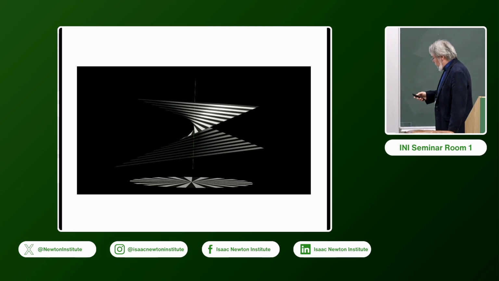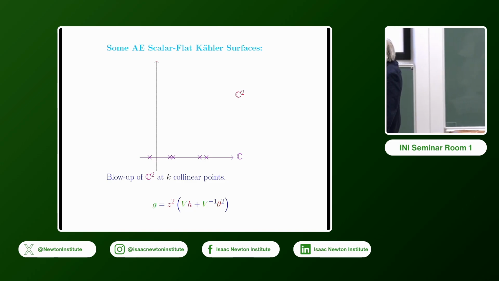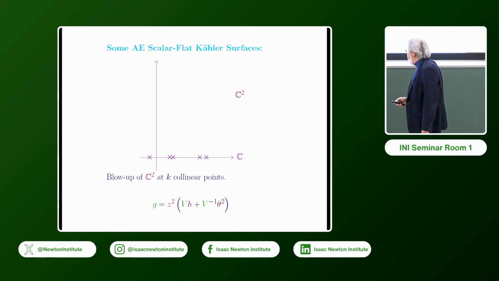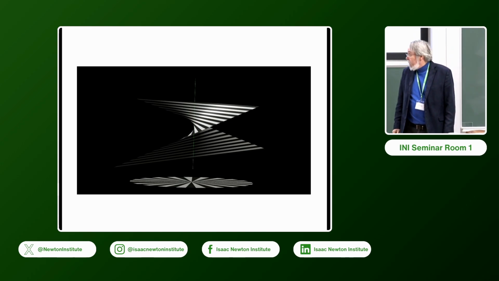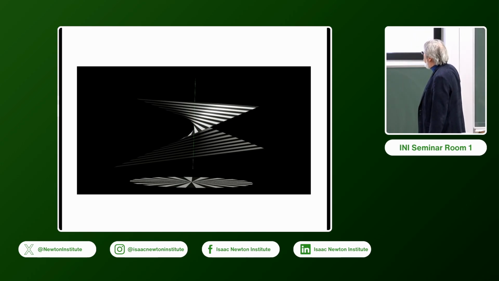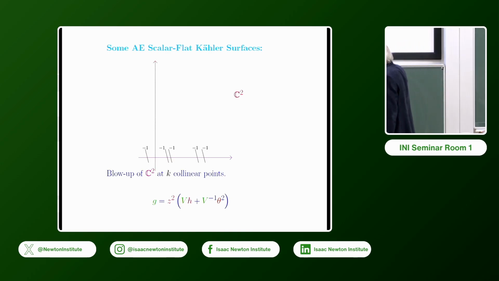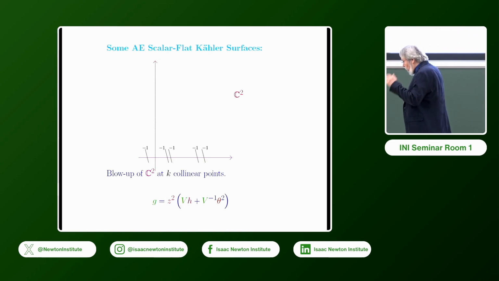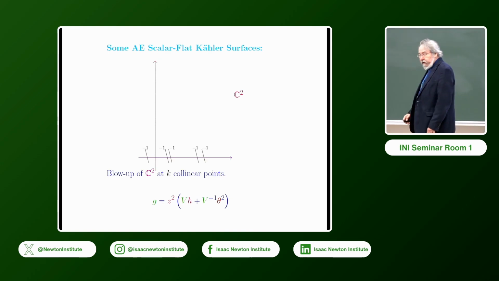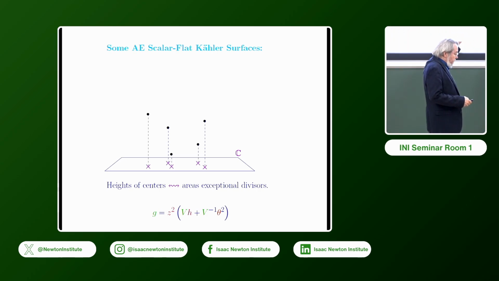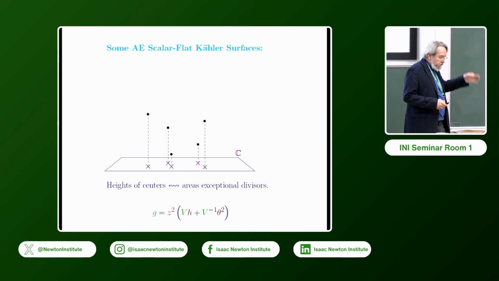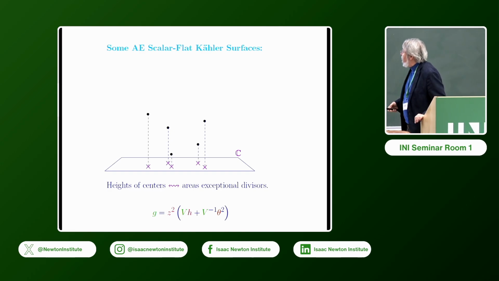Of course, the metric is on the blow-up of C2 at these centers, where the blow-up is the standard procedure in which you replace a point with the CP1 of all the complex directions through that point. There's one other little piece of data that comes from the construction. We had altitudes associated with these points, and the heights of these centers actually coincide, up to a factor of 2π, with the areas of the exceptional divisors you put in at those blow-ups.